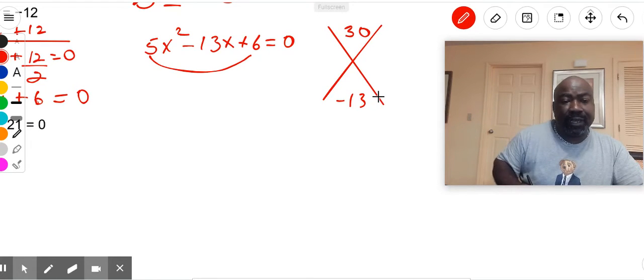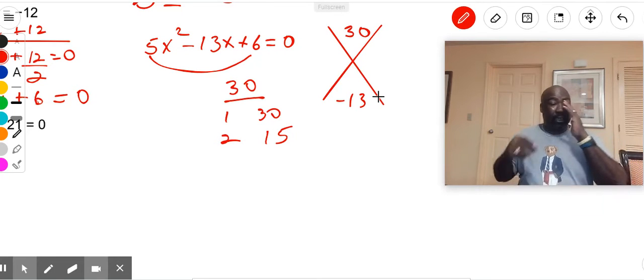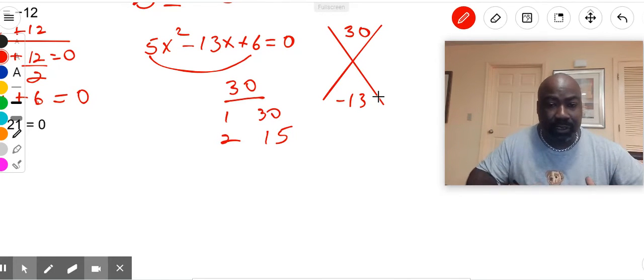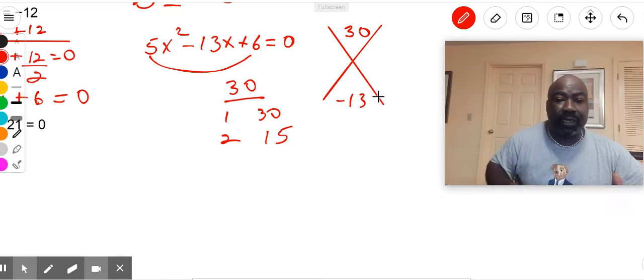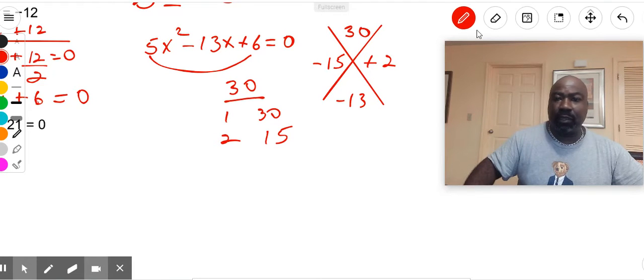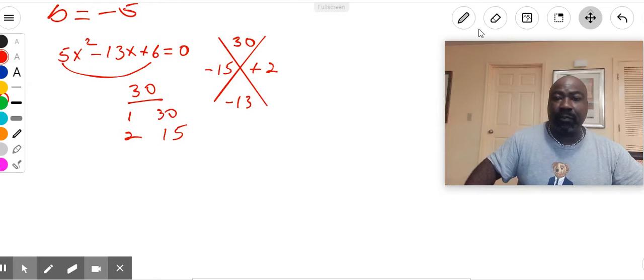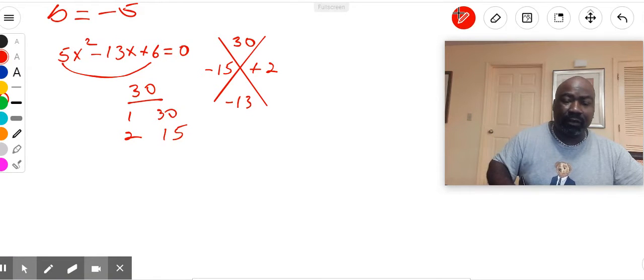So what I'll do right here, I'll put 30 right here. And I'll go for the factors 1 and 30, 2 and 15. Ding, ding, ding. Some type of combination is going to get me that. I know it has to be negative. So I'm going to say right here, negative 15 and positive 2. That will give me my negative 13. Awesome. And you guys are following me. You guys are doing a great job. So let's move over right now. Let's put this into our box method right here.